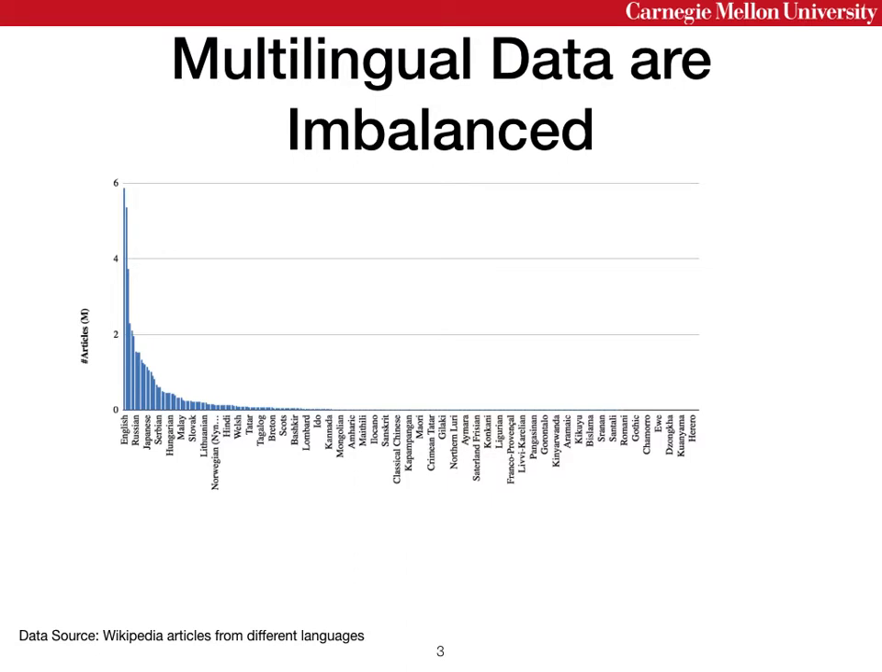However, an important problem with multilingual training is that the training datasets are imbalanced. This is a plot of the number of Wikipedia articles from different languages, and we can see that the languages on the right have far fewer resources than the languages on the left. This indicates that it's very necessary to upsample low-resource language data during multilingual training.